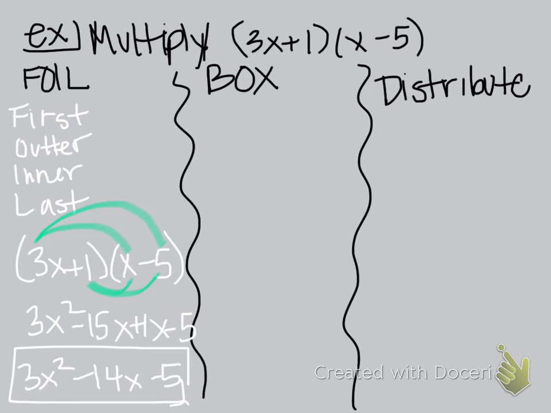I'm going to show you 2 more methods. The next one is called the box method. So you're literally going to draw a box. We're going to draw a 2x2 box because I have 2 terms, and each term has 2 values in it.